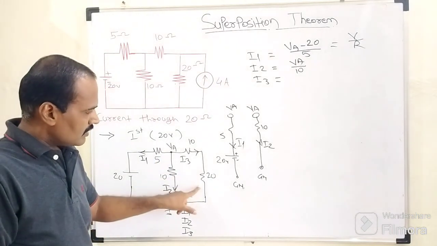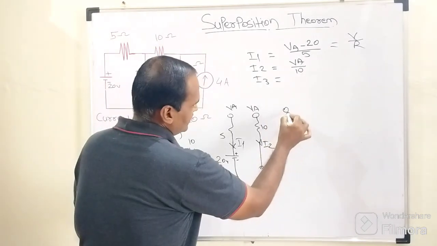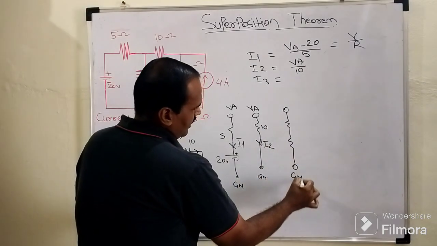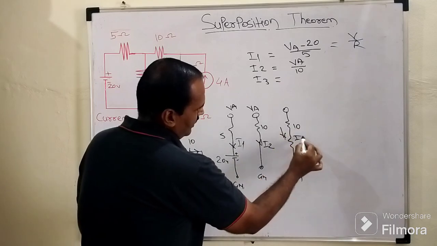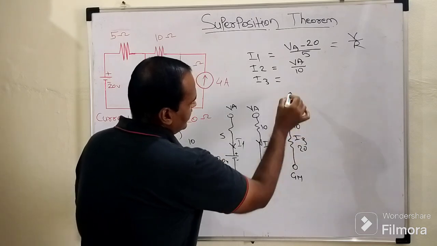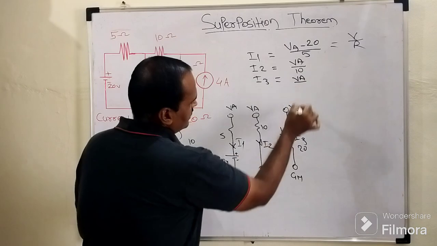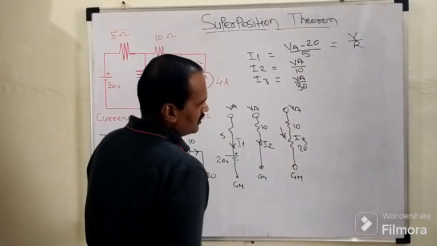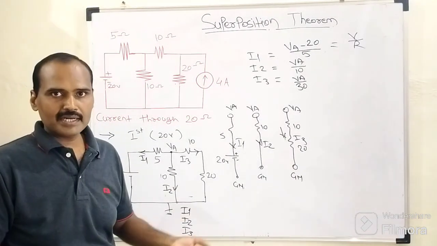Now lastly I3. I3 is the current flowing through this third branch. This is the 10 ohm resistor, 20 ohm resistor, and this is the ground node, 10, 20, and the direction of current is outgoing. The name of that current is I3. So I3 equals, again according to Ohm's law, V by R. These two resistors are connected in series, so VA by 30. So these three equations we are getting belong to I1, I2 and I3.